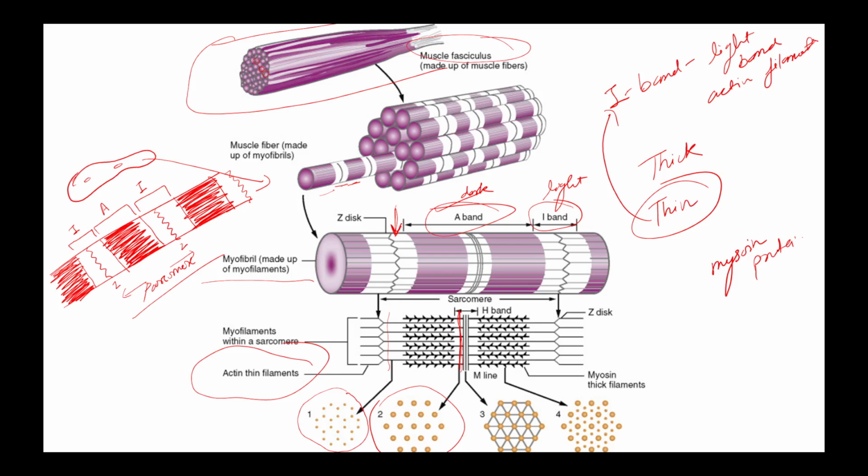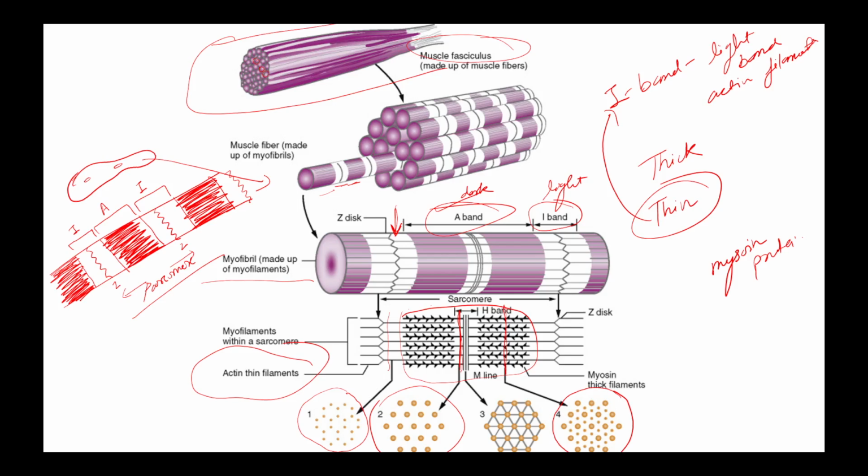And then in between, in the dark band, or A band, when the sectioning is done in this area, we can see that both the actin filament and myosin filament are present in this particular area. Here you can see the sectioning done at this particular portion. So here there is an overlapping of both actin and myosin filaments.